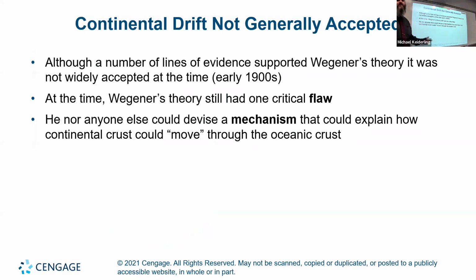And a number of lines of evidence supported Wegener's theory. It wasn't widely accepted. It still had one massive critical flaw. Neither he nor anyone else could devise a mechanism that would explain how continental crust can move through oceanic crust. He talked about it sort of crashing through and shoving it out of the way, kind of, which didn't make sense. There wasn't a good mechanism for this.